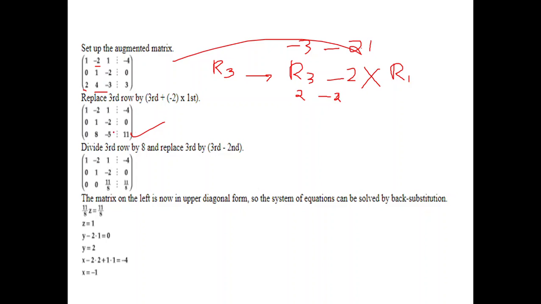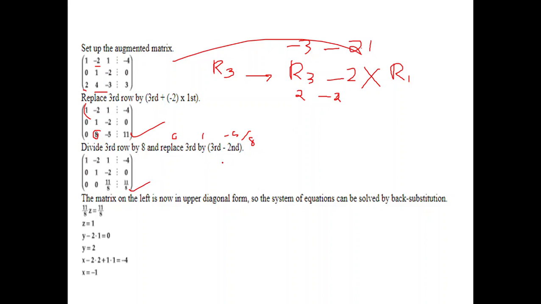Okay, so here these elements became 0, but here also we have to make this 8 as 0. For that, divide the third row by 8 and replace the third row by third minus second. First we divide the third row by 8, that means 0, 8 by 8 is 1, minus 5 by 8, and 11 by 8. Whatever operation we apply to a row, we have to apply the same operation to all of its elements.